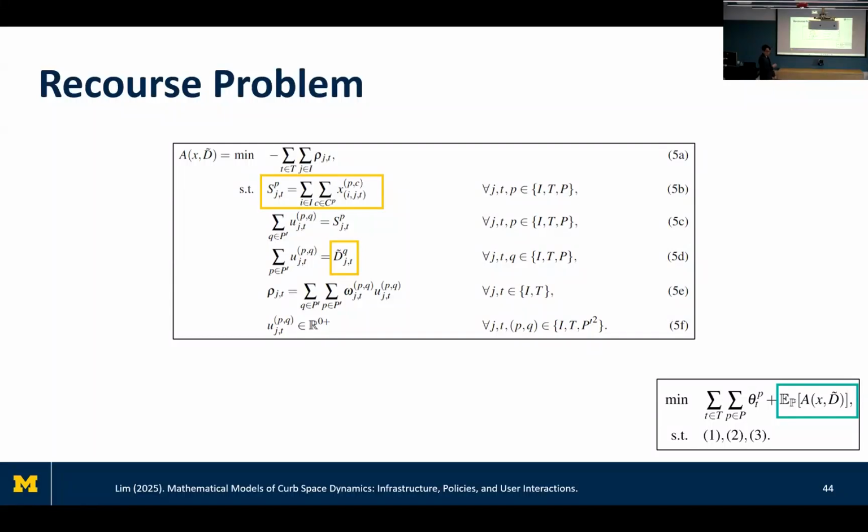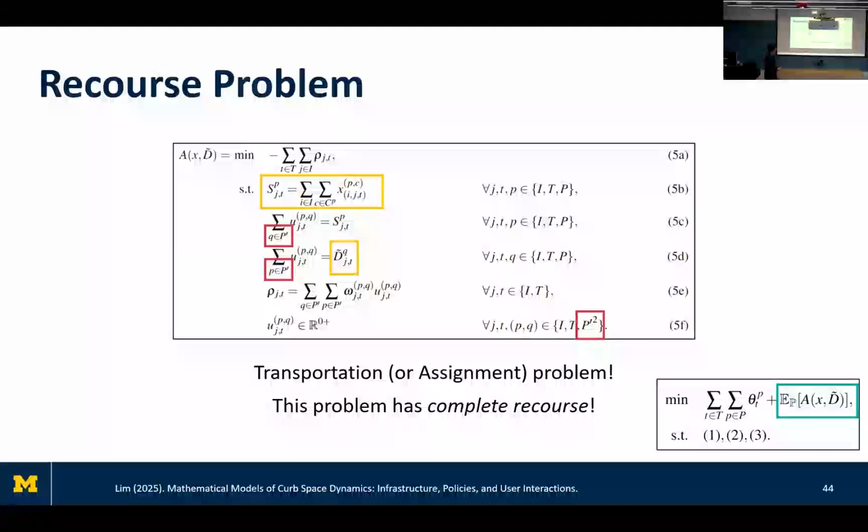If you look at the structure of this program, it is a transportation or assignment problem where we have a set of supply nodes and a set of demand nodes, and we distribute them with this U variable to see what is the best assignment, or how many users will be able to use the spaces, while how many people will be forced to drop off because there's no sufficient space, etc. And because of the summations over P prime, which contains a dummy set that captures either user attrition or dropout users, we can argue that this problem has complete recourse, which makes this problem much easier to solve.